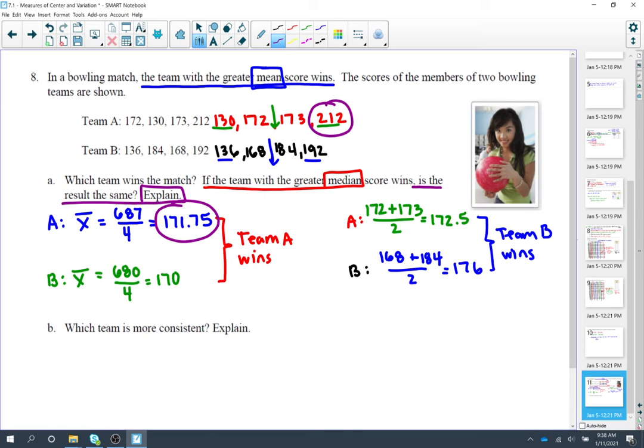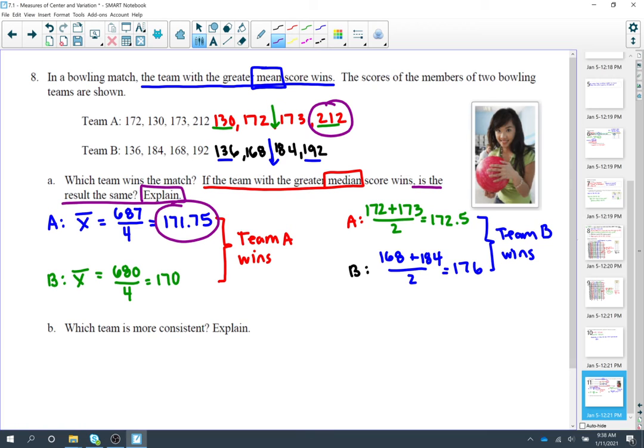Versus if you're finding the median, it isn't as affected by that high score because you just cross it out and find the middle. So roughly, if I'm just going to find the middle score, then team B is going to win, even though they don't have that really good player on their team, because their middle score is higher than team A's. Now that kind of goes into part B down here. Which team is more consistent?